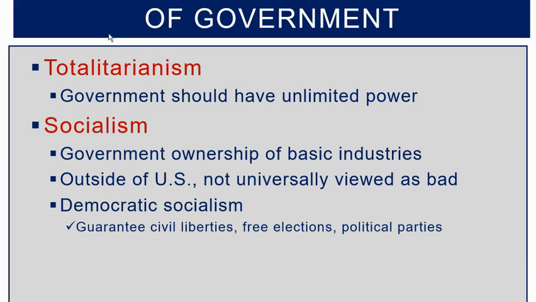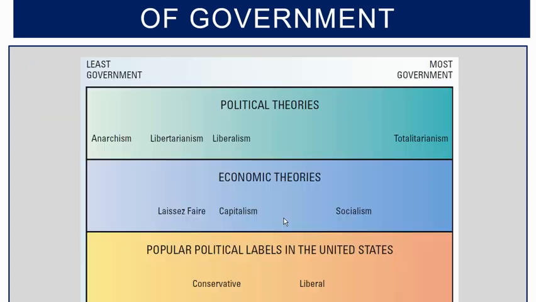In socialism, government owns the basic industries, or they may not own them outright, but they control them. They determine what they're going to produce, how much they're going to pay, that kind of stuff. Outside of the United States, socialism is not viewed as necessarily bad. Inside the United States, at least until very recent times, it was considered not very nice. Democratic socialism is this idea that we can guarantee civil liberties, free elections, and political parties and things like that, but the government still controls certain industries. Bernie Sanders is probably the most well-known democratic socialist in the United States.